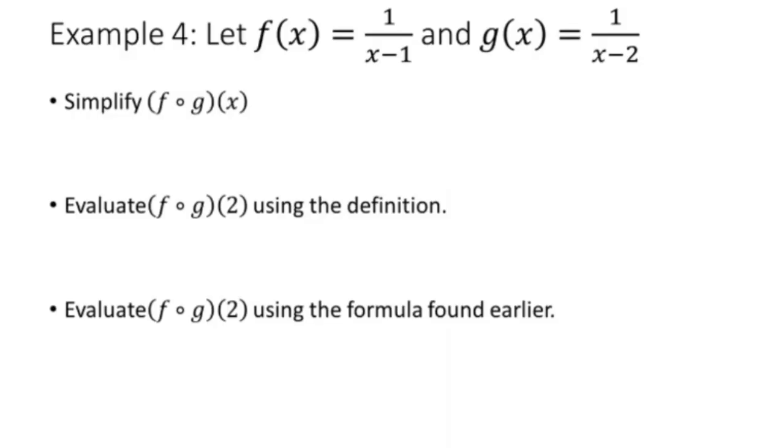Next, let f of x equal 1 over x minus 1 and g of x equal 1 over x minus 2. We're going to start off, first we're going to find f composed with g of x, and we're going to write it in the simplest form we can. From the definition, this is equal to f of g of x.